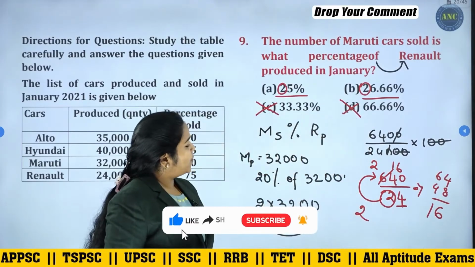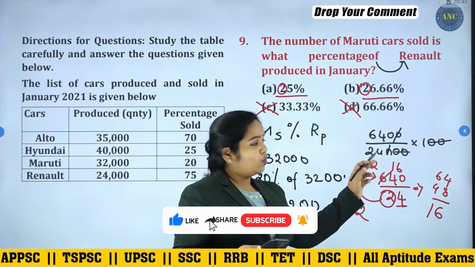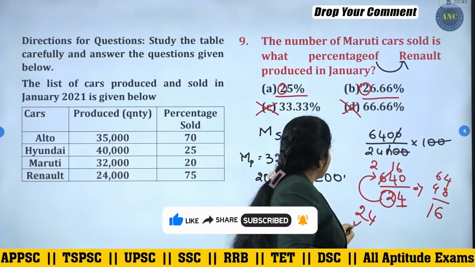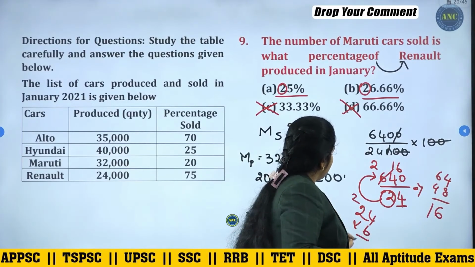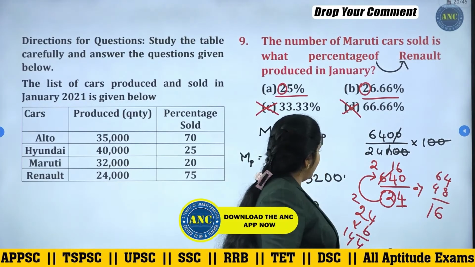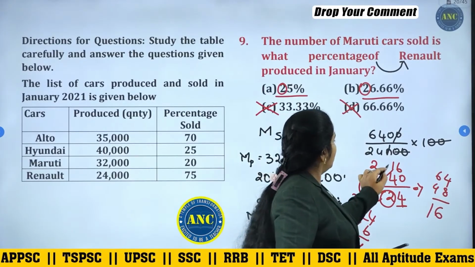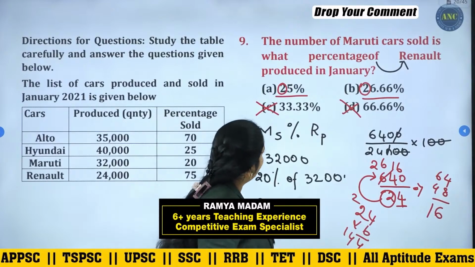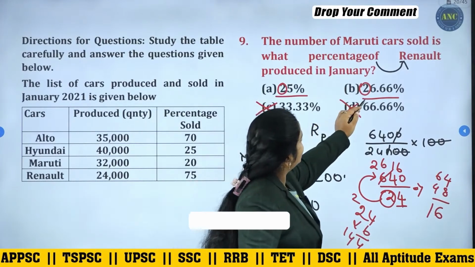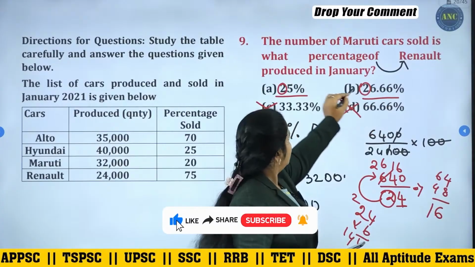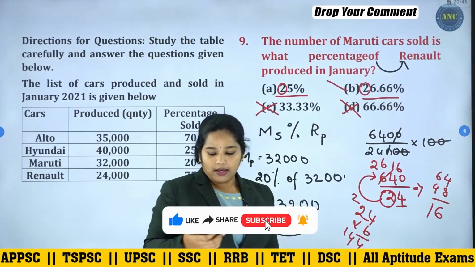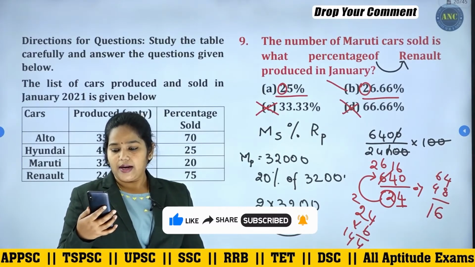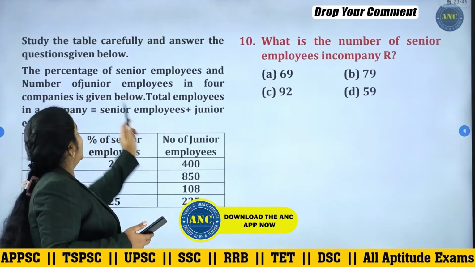See how many times: 2 5s are 10, 2 6s are 12, right? So 24 six times we will try. We are getting 114. Yes, so 24 six times we will get the answer. In the options, if you see, it's 26.66%. Is the calculation clear to you? Right? Okay, we are going for the next question.